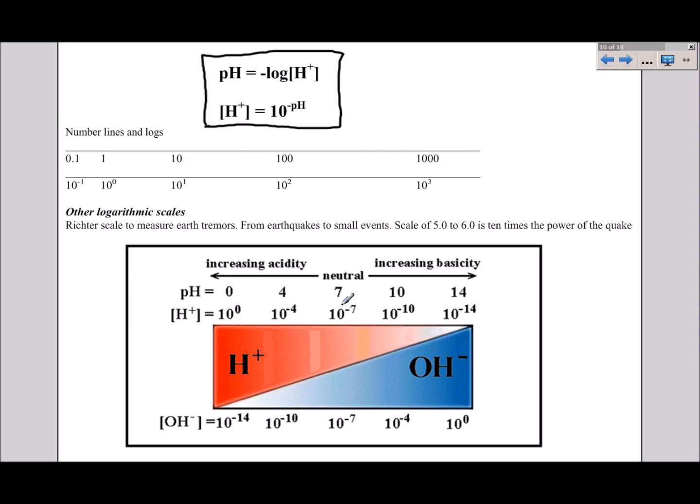This diagram here gives you a nice visual of the changing concentration of H+ as we change the pH. So we're going from pH of 0 across to 14. The concentration of H+, written as 10 to the power of the negative pH, so 10 to the 0, 10 to the negative 4. As you can see, as the pH increases, the concentration of the H plus decreases drastically.